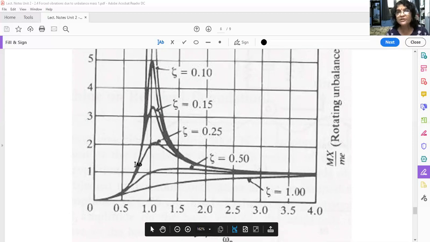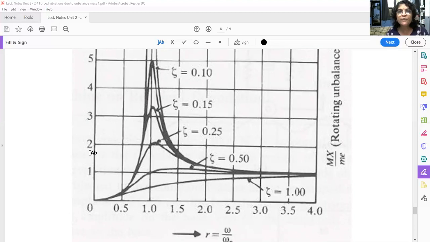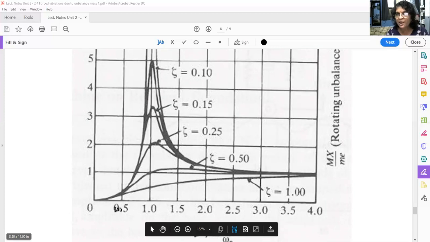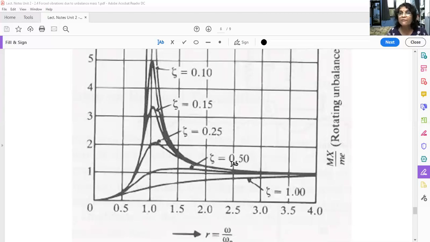So we should keep the speed of the machinery either very low, omega very, very less than omega n, or we should run our machinery in the zone where omega is very, very greater than omega n. But it is not in our hand, it depends on functionality. How much should be the speed of any, say, lathe machine or turbine? So the designer will think whether it can run in this range. It is well and good.